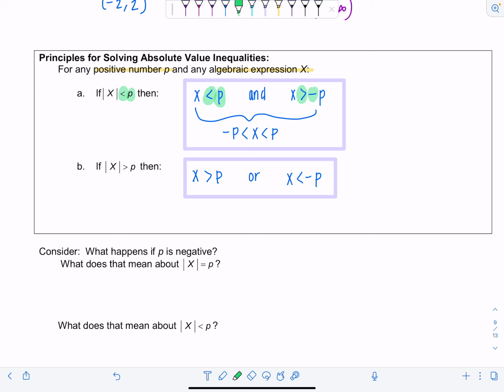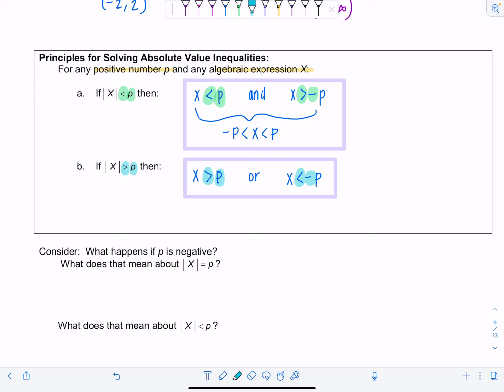Look at case B, same thing is happening. So greater than p, this stays the same, do nothing. Then in the second one, you have to do two things. You flip the direction of the inequality and you add a negative. So the first inequality, leave it alone. Second one, you do two things.